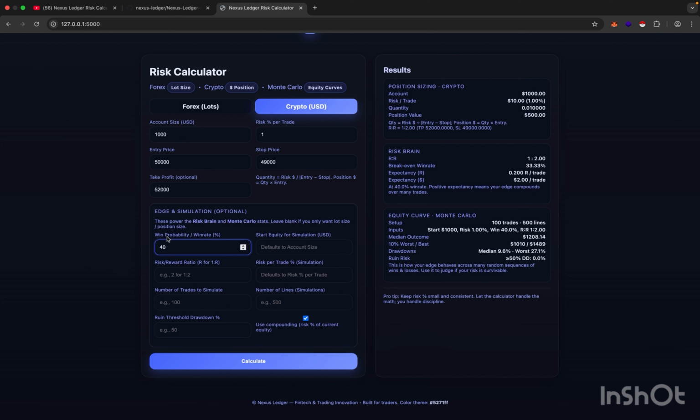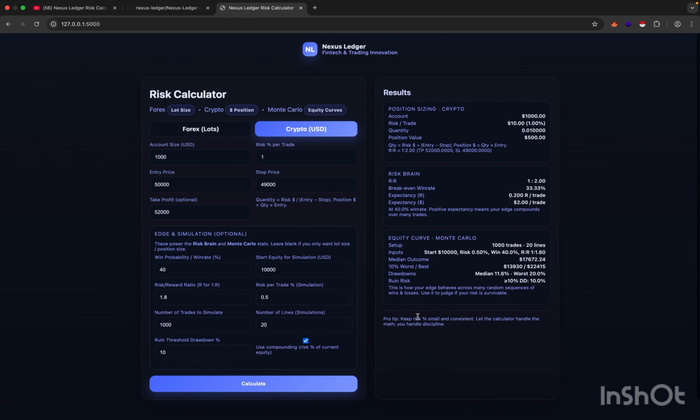So let's just say that we have a win rate of 40% and our starting equity is, let's say, 10,000. And then let's say that my RR usually is 1.8, right? So risk per trade is, let's say, 0.5, and then the number of trades to simulate is, let's say, 1,000, and the number of lines is how many simulations to have. My recommendation would be just to use 20. And then ruin threshold drawdown. I'll explain what this means. Okay, so let's just say 10, right?